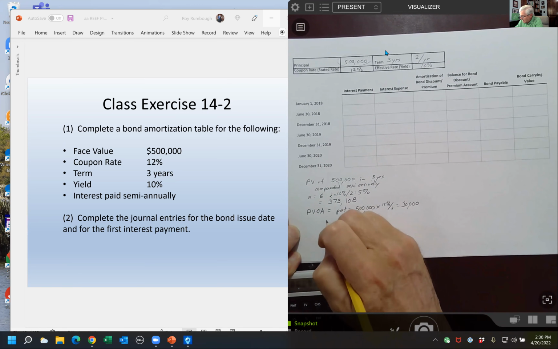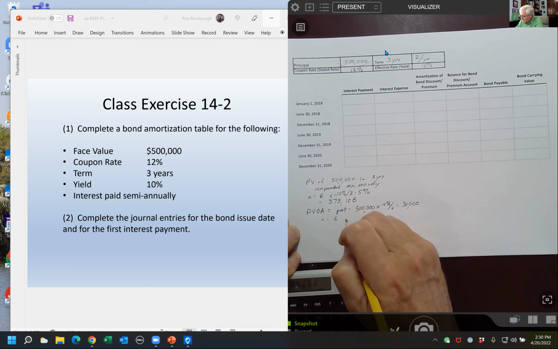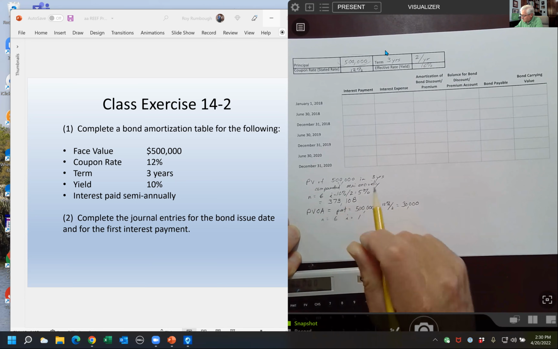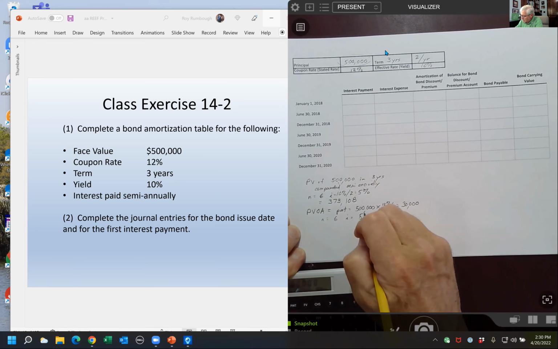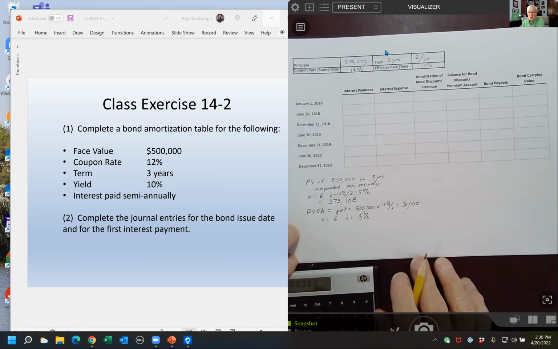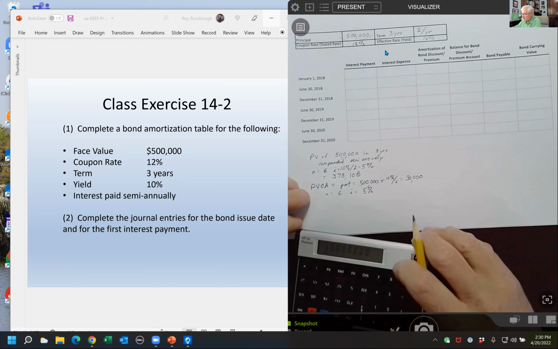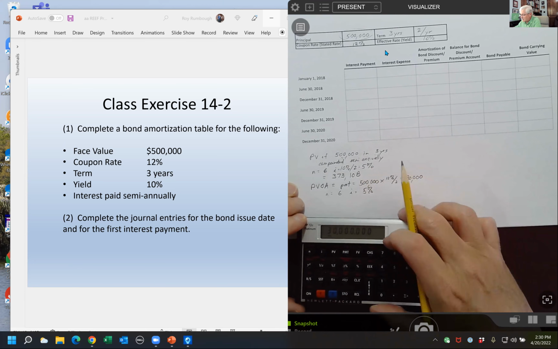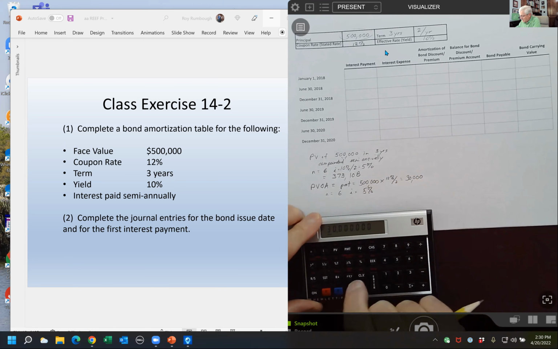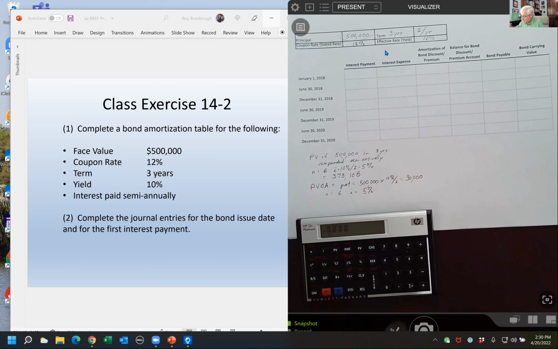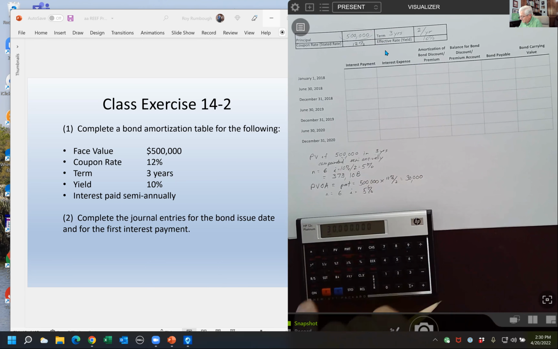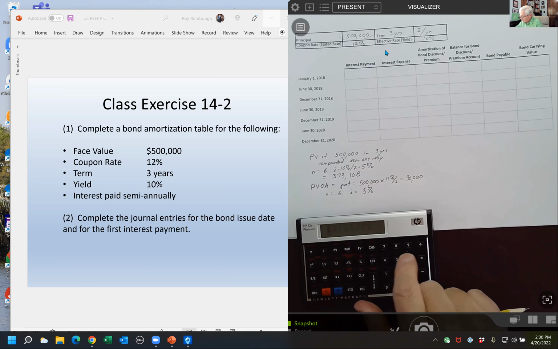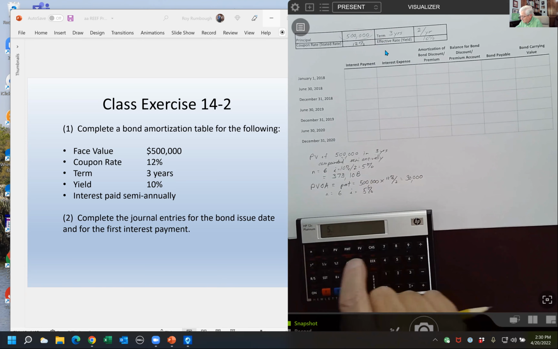And then N equals 6, I equals 5%. No change. N and I are the same as for the previous. Now clear everything out. Make sure I'm in the N mode, which I am. And so payments are $30,000 payment. N equals 6. I equals 5.